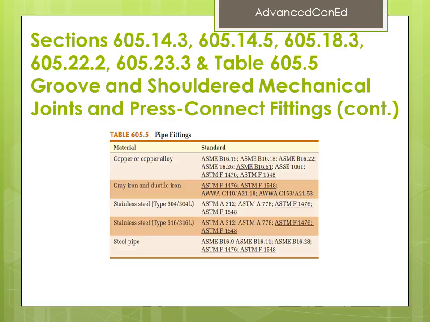Stainless steel Type 304 or Type 304L fittings shall comply with standard ASTM A312, ASTM A778, ASTM F1476, ASTM F1548. Stainless steel Type 316 or 316L shall comply with standard ASTM A312, ASTM A778, ASTM F1476, ASTM F1548. Steel pipe shall comply with standard ASME B16.9, ASME B16.11, ASME B16.28, ASTM F1476, ASTM F1548.